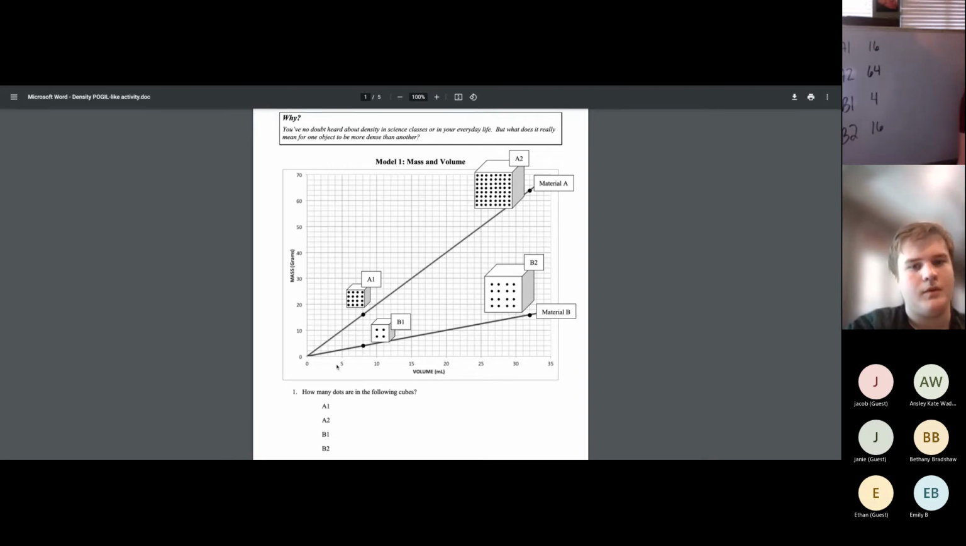If I'm looking here at how my bottom is graduated, each little line represents 1 milliliter. So here, my A1 and my B1 both line up at this point. If I count over, that's 1, 2, 3, 5, 6, 7, 8. They both take up 8 milliliters of space. That is their volume. The same for my A2 and my B2. They both line up on the same point for my volume. That would be 32. But B2 has way less dots in it than A2.